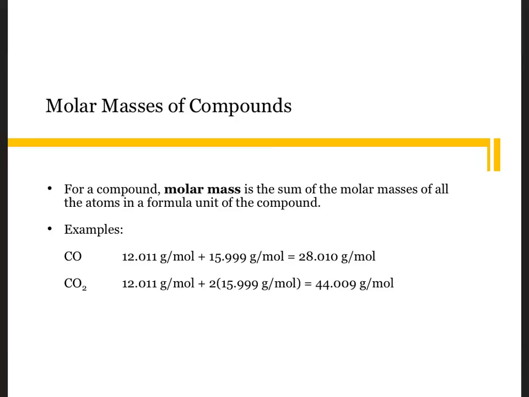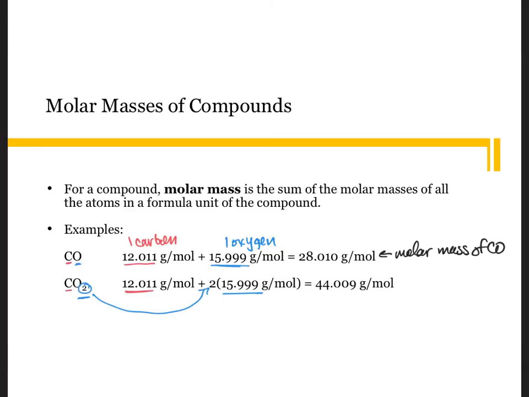Most of the time, we'll be using the molar masses of compounds. To calculate the molar mass, you use the periodic table to add the masses of elements together in the proper ratios. For example, the mass of carbon monoxide requires you to add 12.011 to 15.999 to get 28.010 grams per mole. But the molar mass of carbon dioxide requires you to multiply the mass of oxygen by 2 before summing.